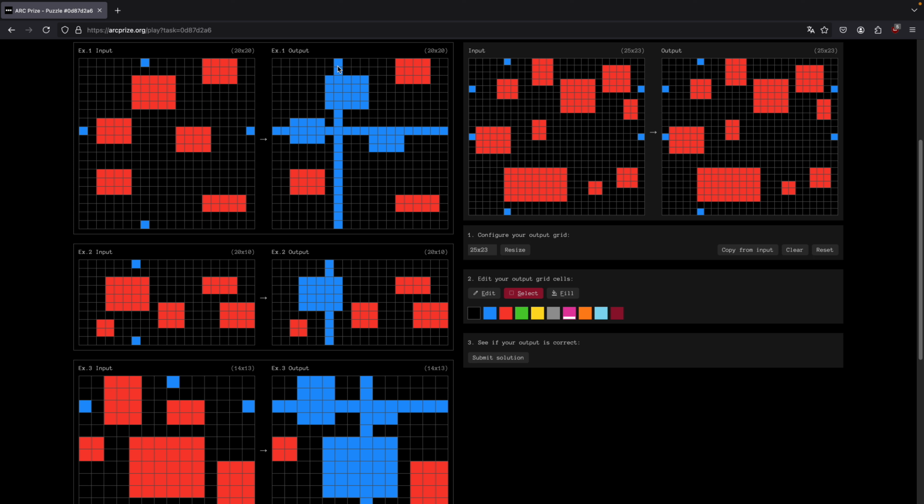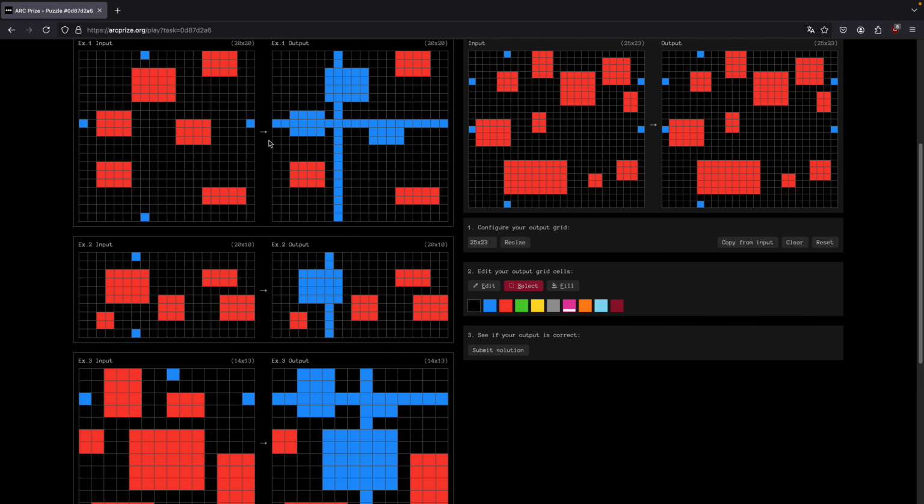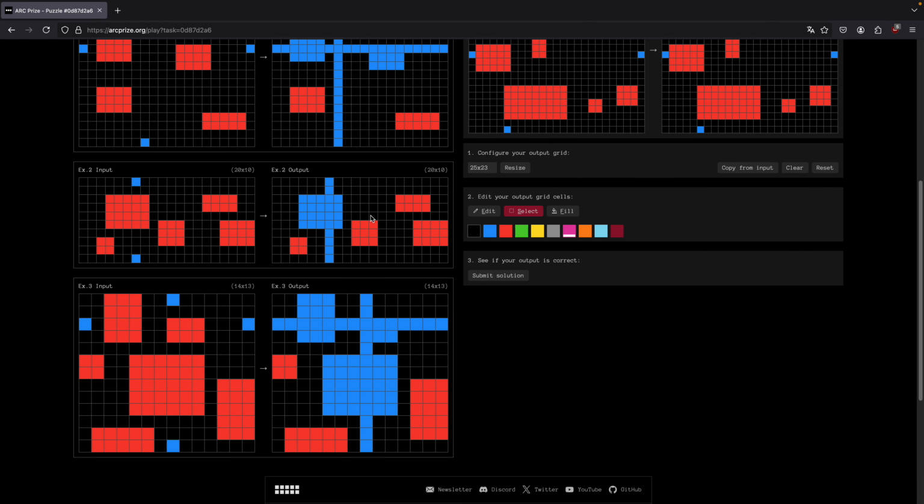These long lines are always from opposite edges of the rectangle or the square. They are never within the same edge. But this also depends on the fact that there's never a case in which there are multiple blue squares on the same side, so we don't know for sure if we should connect or not on the same edge.